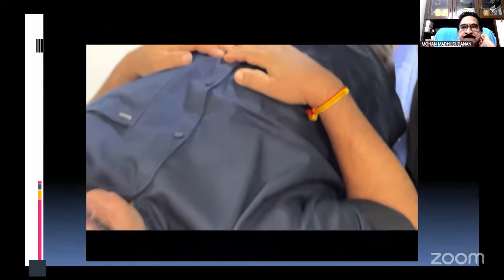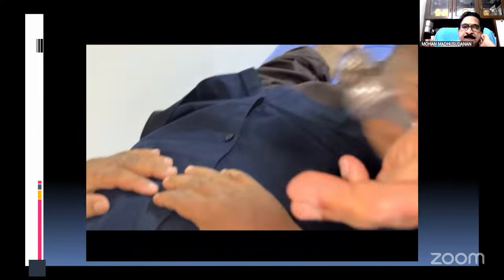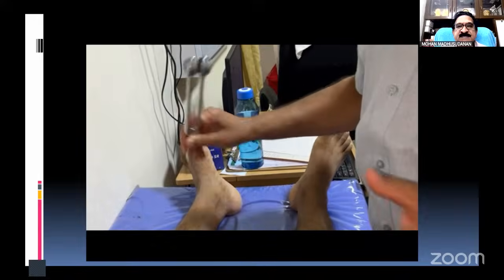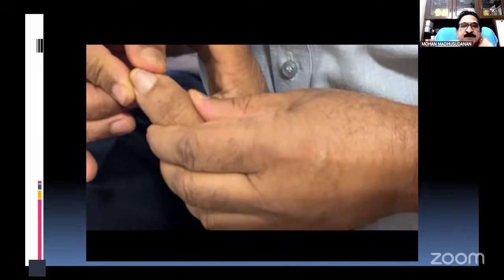On examination, pain sensation normal throughout. Vibration sense in the lower limb is also normal. Joint position sense also normal in upper and lower limbs.